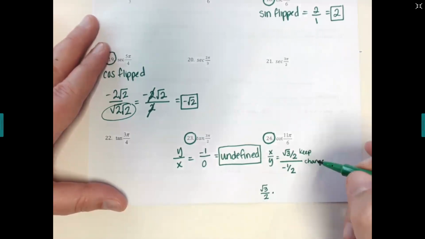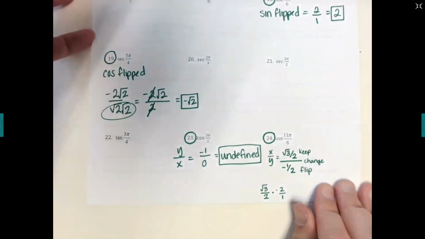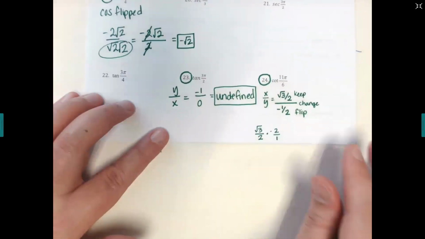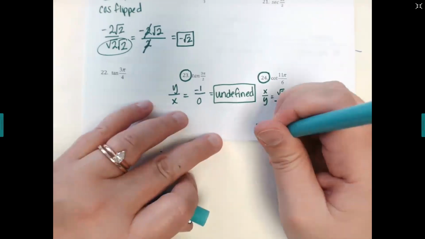And then flip is for that bottom fraction. Instead of a half, now it's 2 over 1. Okay, also remember that we talked about when you're flipping, just keep the negative in the front. You don't have to move it to be on the bottom, just keep it. Okay, from there, what can we cancel? 2 top and bottom cross out.